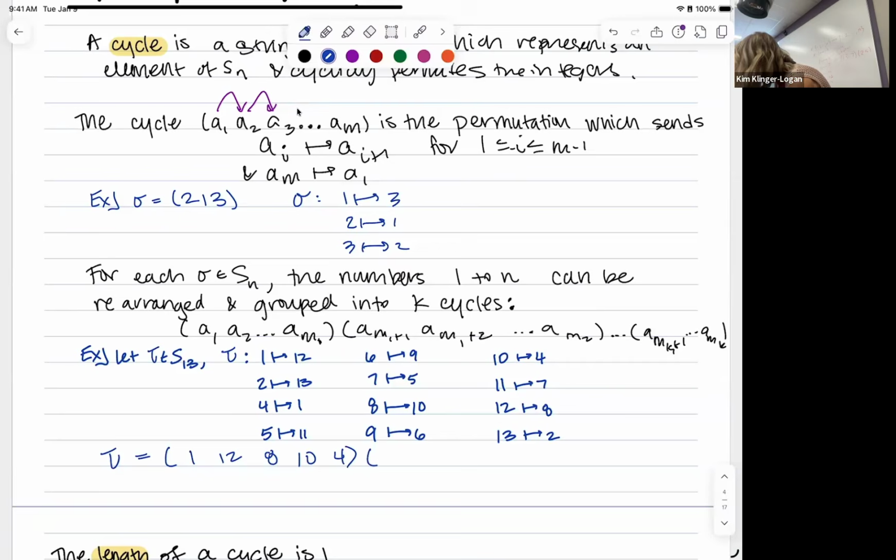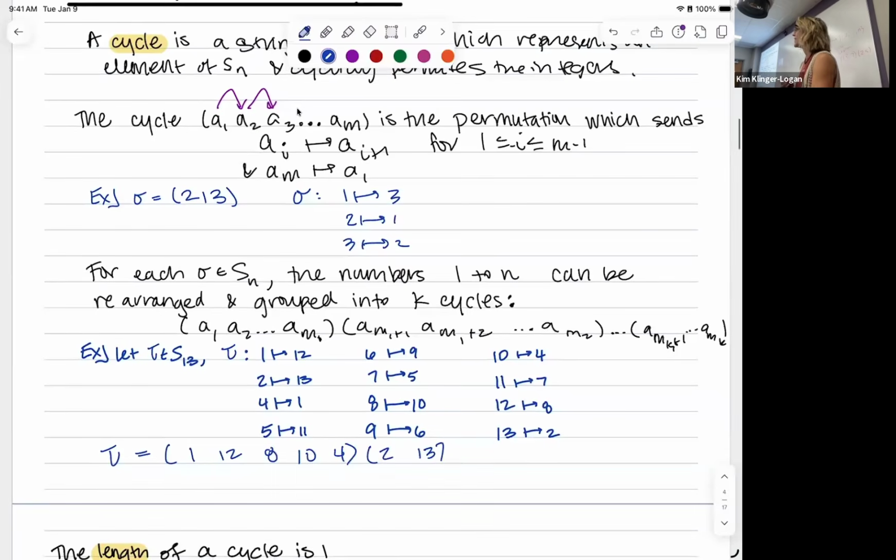And now I say, okay, I haven't listed all of my elements. So what should I do now? 2, yeah, so where does 2 go? 13, and 13 goes back to 2, so that's a nice little 2 cycle. And then we haven't picked 3 yet, so 3 goes to... there's no 3 in S13, it turns out, but we'll just pretend it stays fixed. Let's see, we have 4 already. We don't have 5. So 5 goes to 11, which goes to 7, and 7 goes to 5.